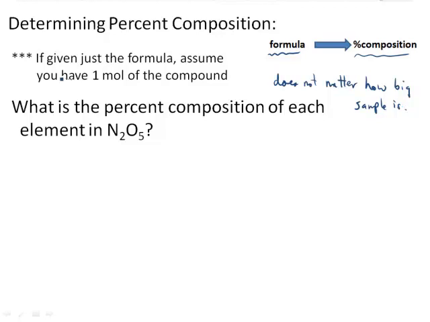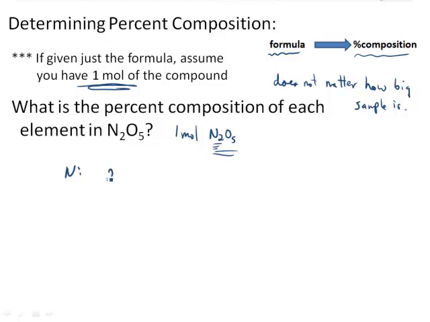And it's easiest to just assume you have 1 mole of that compound. You don't have to, but it actually makes it a lot easier and makes a lot more sense. So let's figure out the weight percent of each element in N2O5. So what you do is you say you have 1 mole of N2O5, and you want to figure out the mass of the nitrogen in there. We'll do nitrogen first.